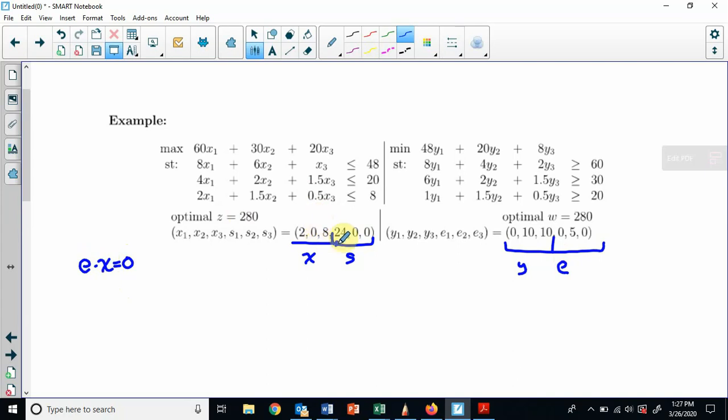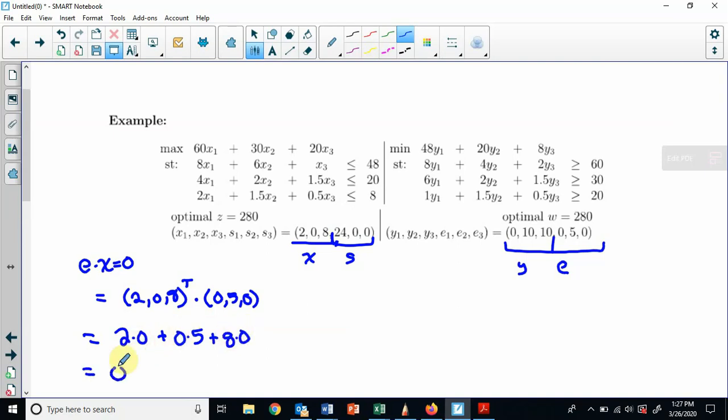Because look, X2 would be multiplied by E2. And it's 0 times 5 is 0, right? 2 times 0 is 0. 8 times 0 is 0. So if I were to write this out, probably should write it in the other order, but it doesn't matter. We'll call that transpose because it should be vertical. And if you just multiplied these out, you'd have 2 times 0 plus 0 times 5 plus 8 times 0. Of course, that's 0 plus 0 plus 0. That's just 0.